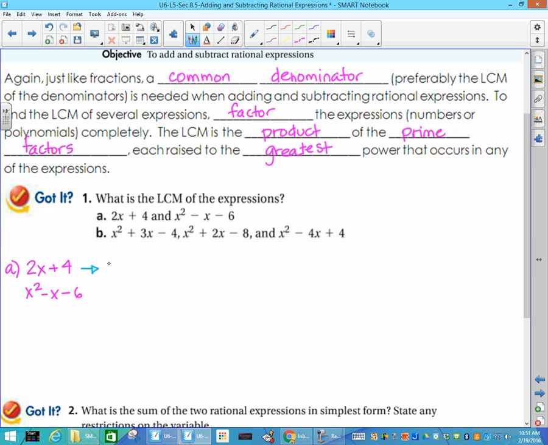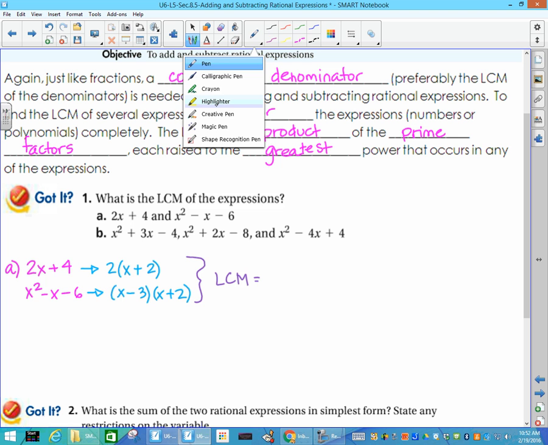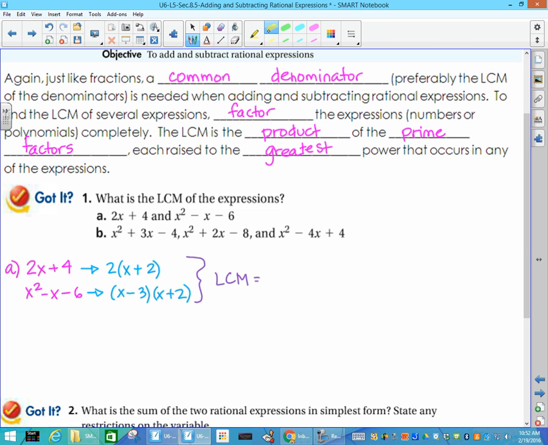So when I factor that, you've got a common factor of 2, times the quantity x plus 2. And when I factor this one, I'm going to get x minus 3 times x plus 2. Okay? And whenever we're doing these, if you want to work along, pause it, see if you can factor it before I get there. I'll try to give you some time to do that. Okay? So now I have them factored, and now my LCM is going to be the product of the prime factors. So when you're doing this, you're looking at what are the different factors that you have.